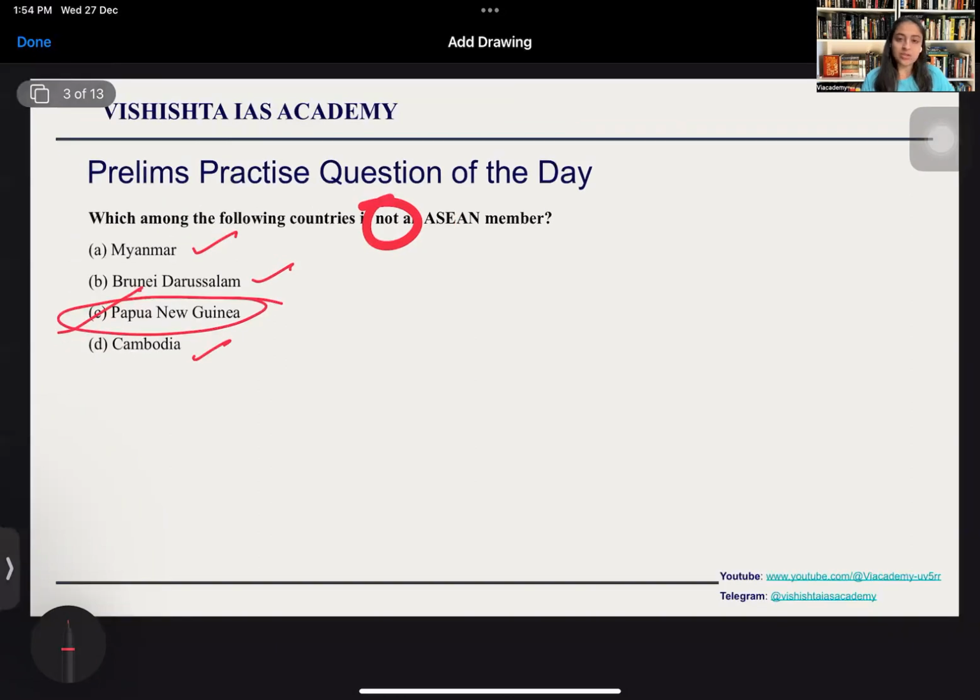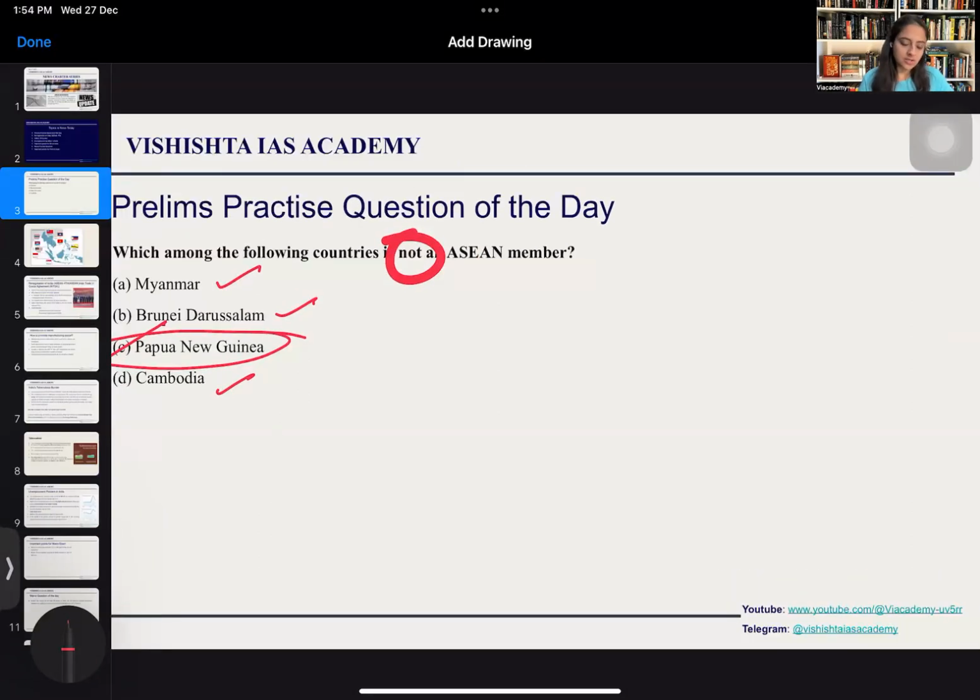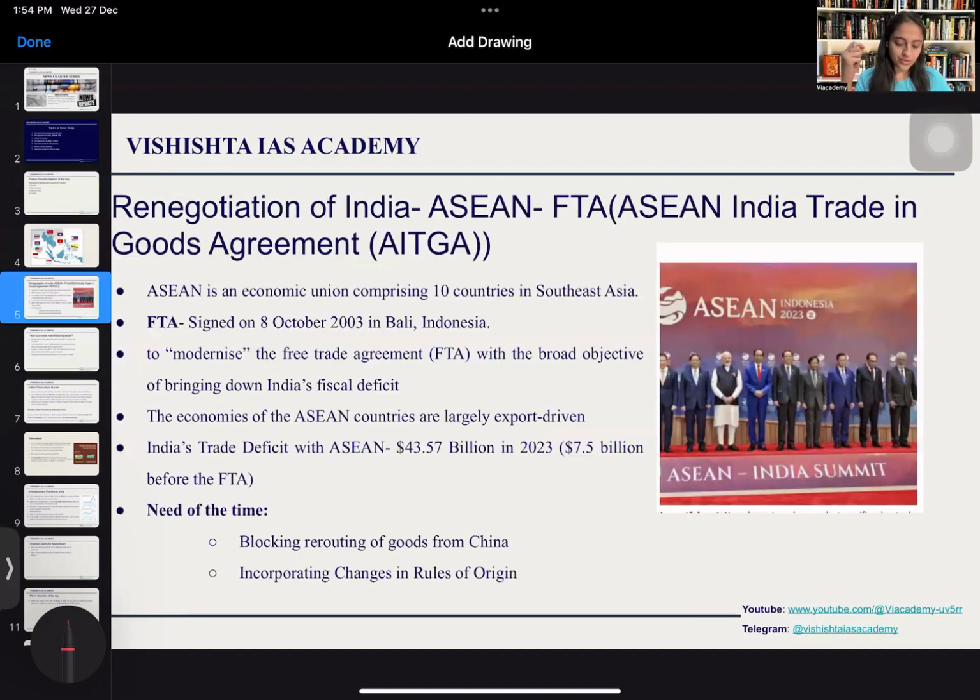So, why this question we have asked today is because there has been talks of renegotiation of India-ASEAN Free Trade Agreement, which is also formally known as ASEAN-India Trade in Goods Agreement. Now, why this renegotiation is happening is because it's been almost 2 decades of the India-ASEAN Free Trade Agreement.